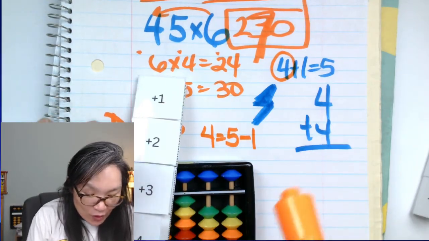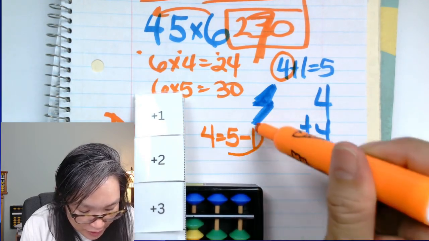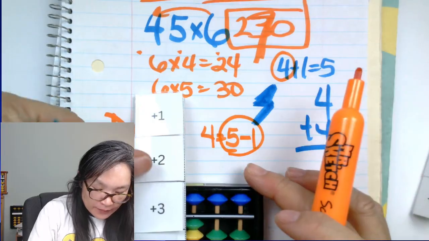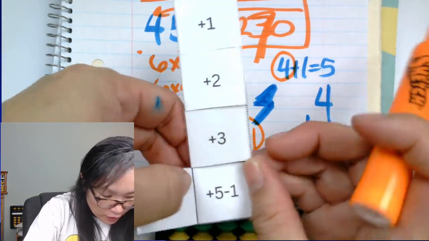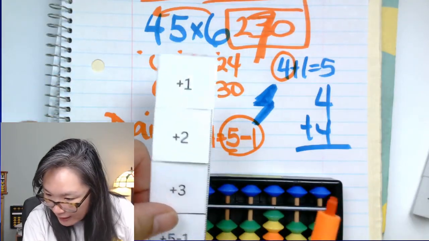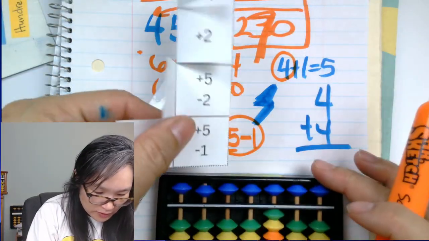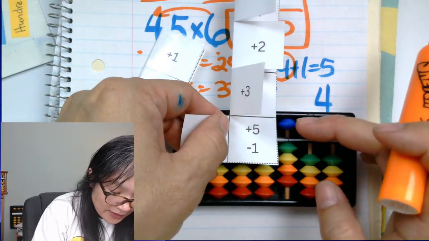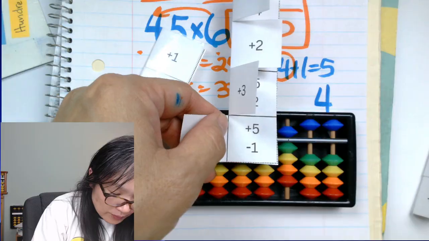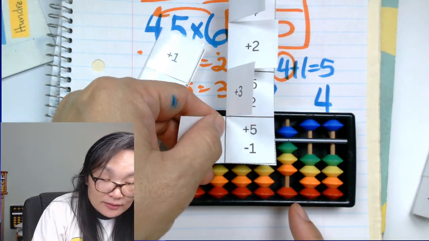So what will happen is we're going to take our 4 and substitute this equation. Why? Because we want to add the 4. When we add the 4, we need to plus the 5 minus the 1. Here's a little reminder: we're going to add the 5 and we minus the 1. So my answer is now 8.